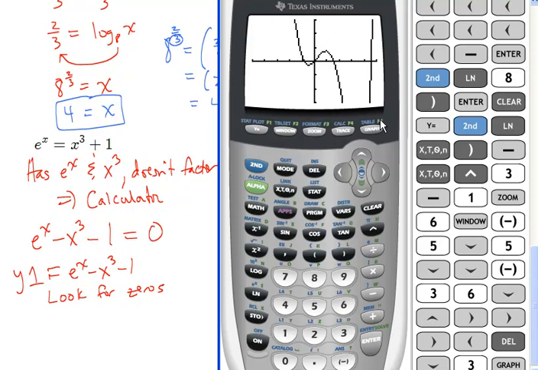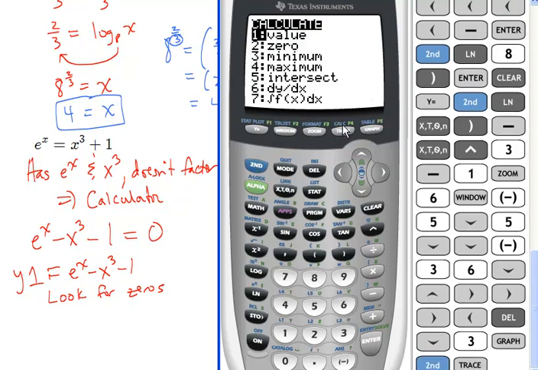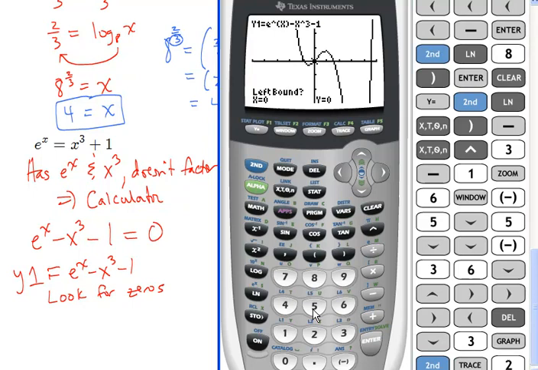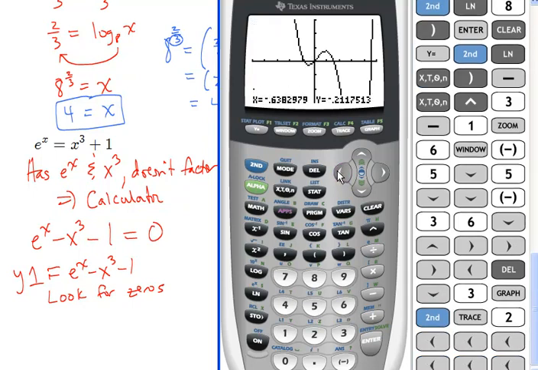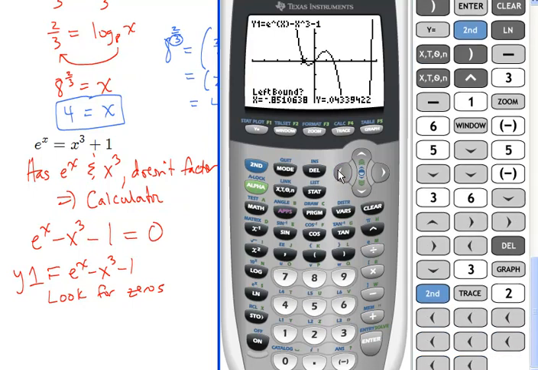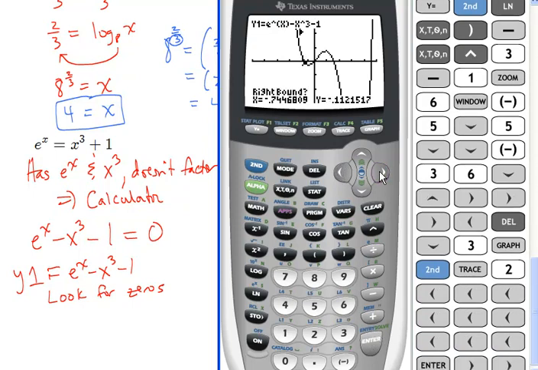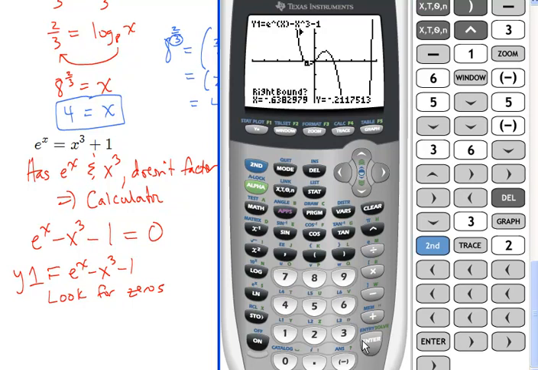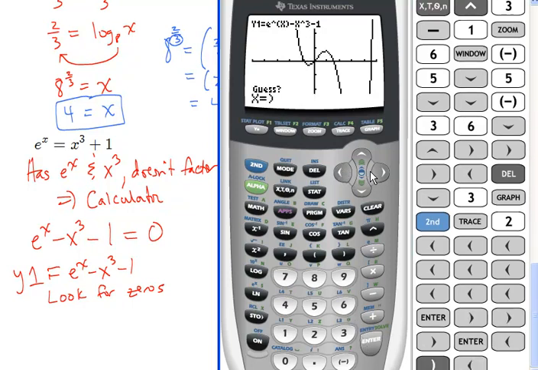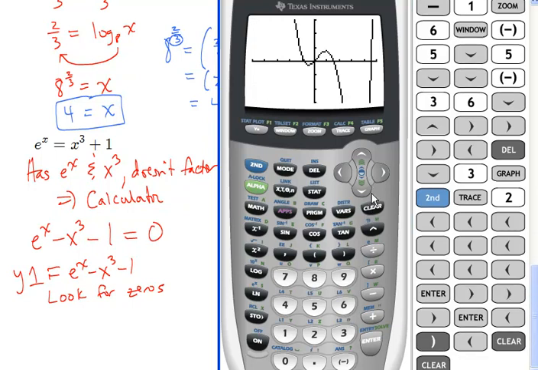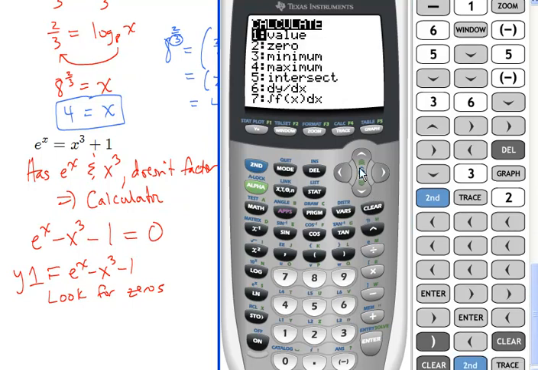Okay, so we're going to go ahead and try and find these zeros. So let's go ahead and do our calc command, option number 2. And you're just going to move your cursor a little bit to the left of that leftmost 0. Then a little bit to the right, just a little bit below the 0, and then back up to the guess. Whoops, shoot, I messed that up, sorry about that. Let's try it again.